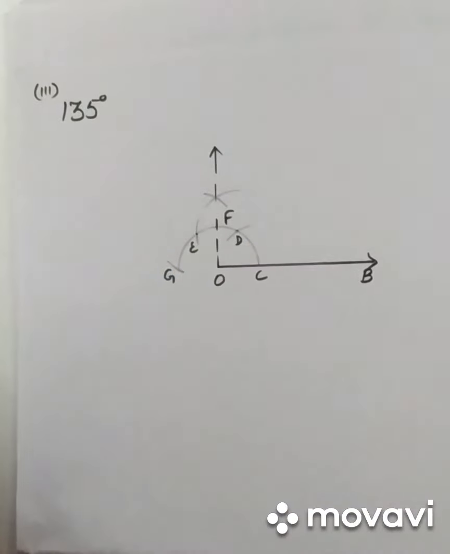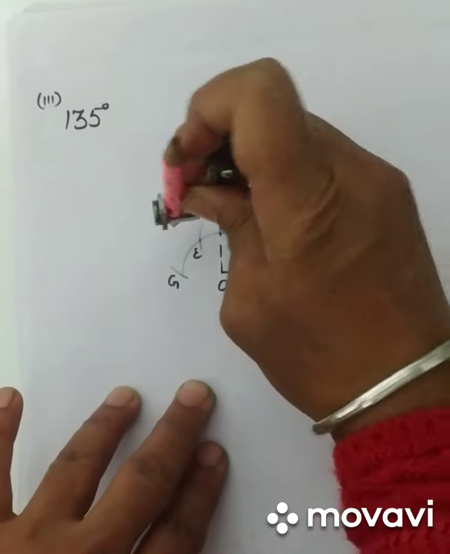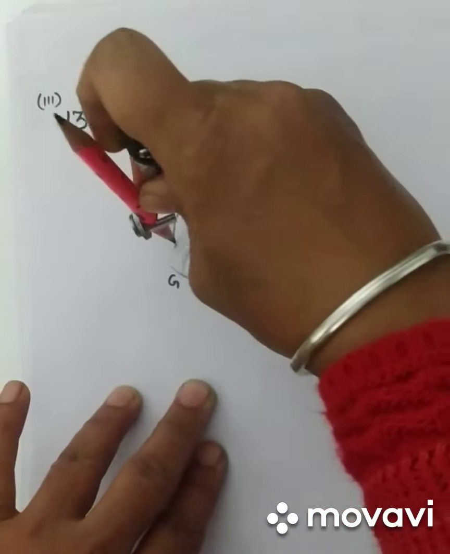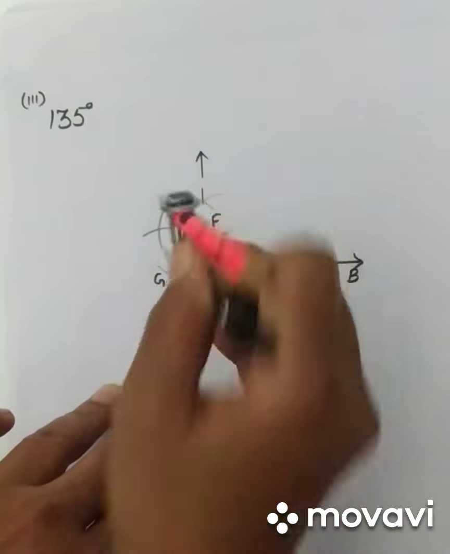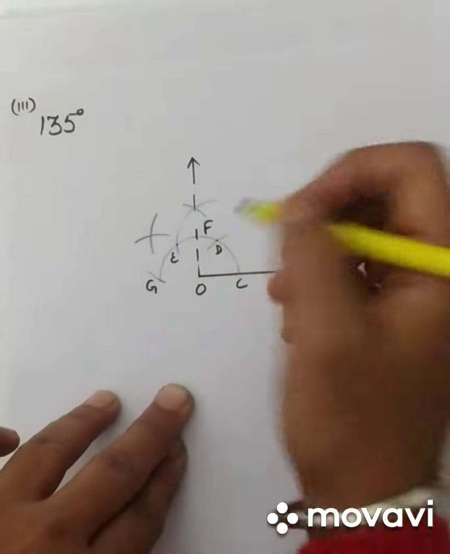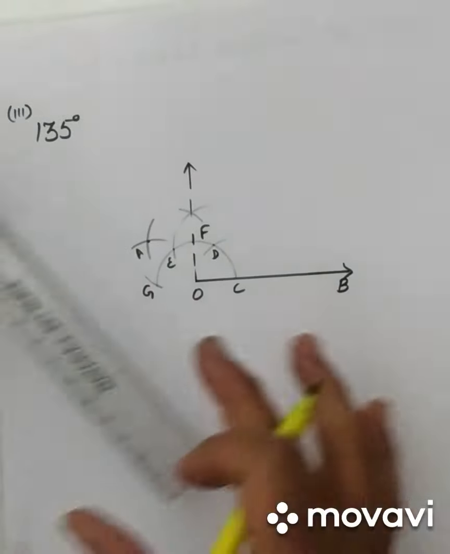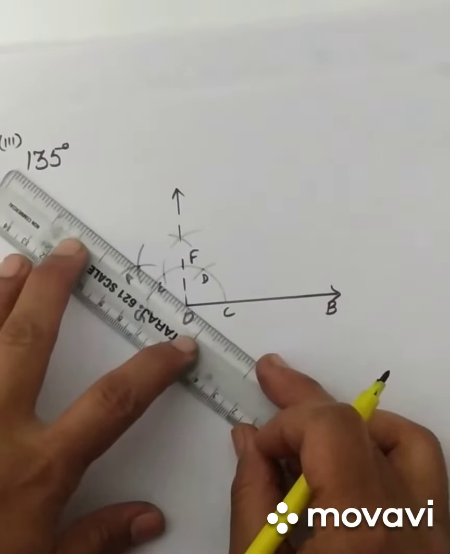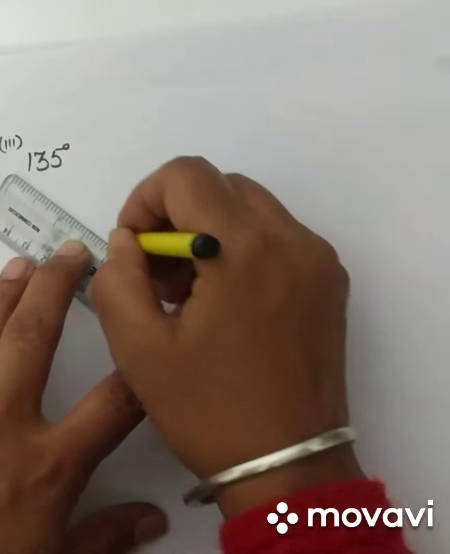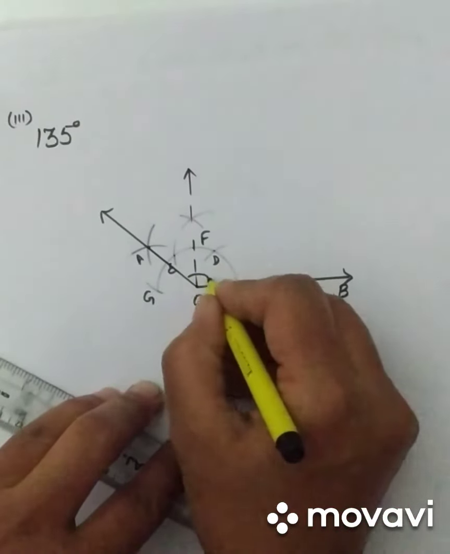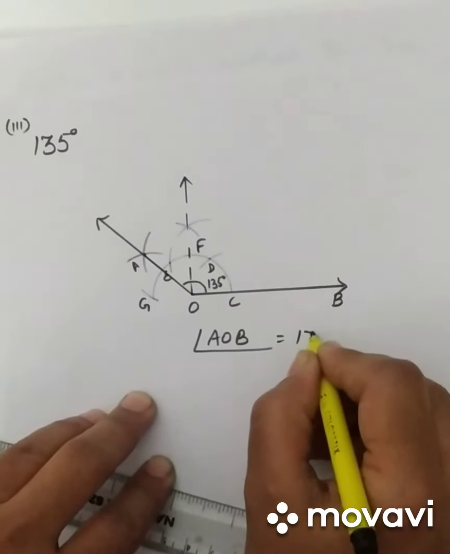right? Now F as a center. For 135, F as a center, we have to draw one arc, and from G cut the previous arc, right? And where these two arcs intersect, mark that point as A. This point is A, and here you have the angle of 135. This complete angle is 135 degree. Here the angle AOB is 135 degree.